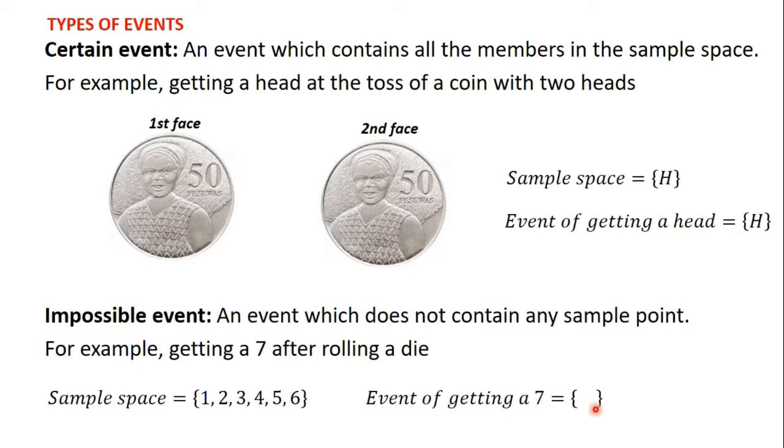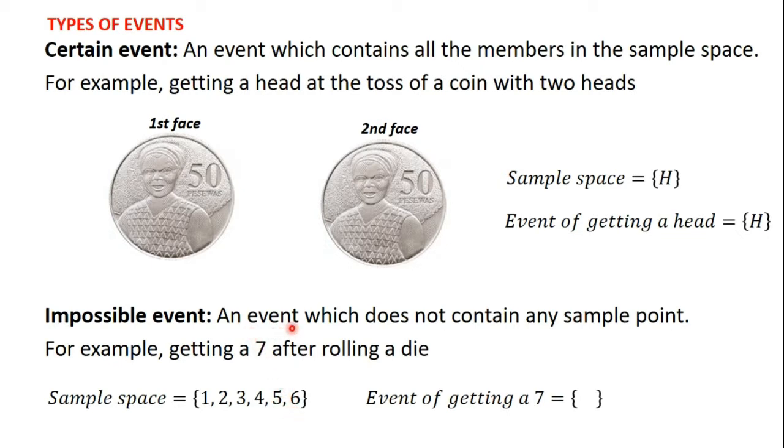In the video on sets, we learned that an empty set is also referred to as a null set. So when you roll a die, the event of getting a 7 is an empty set or a null set. It's an empty set because 7 is not part of the possible outcomes. That is, 7 is not part of the sample space. So when you roll a die, you can't get 7.